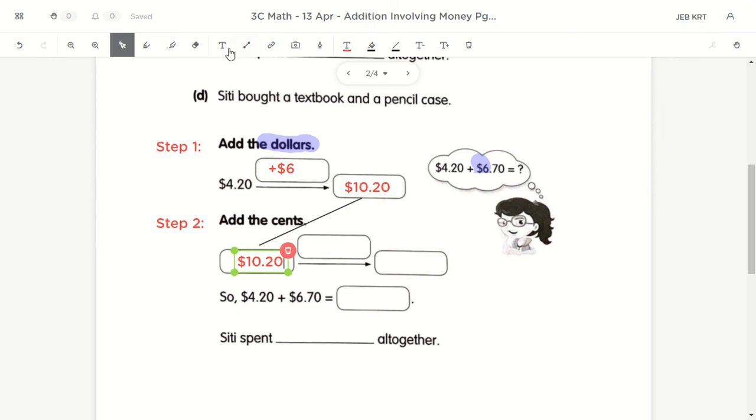Okay, so now I need to add the cents part, so I change the color. I need to add the cents, which is this 70 cents part. So let me add 70 cents in. Okay, so $10.20 plus 70 cents will give you $10.90. Why? Because you just add the 70 cents to the 20 cents. Right, so that is the answer for part D.